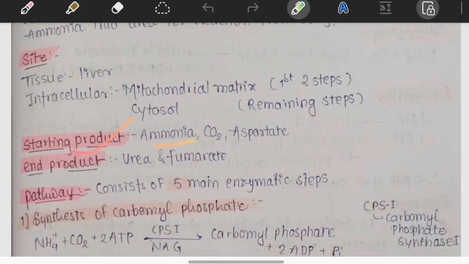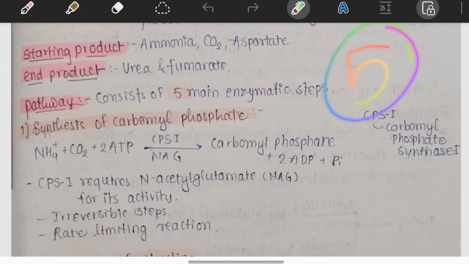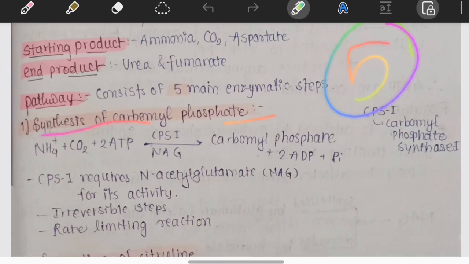The starting products are ammonia, carbon dioxide and aspartate. The end products are urea and fumarate. The pathway consists of 5 main enzymatic steps. Remember the 5 enzymatic steps. First is the synthesis of carbamyl phosphate. In this reaction, CPS1, which means carbamyl phosphate synthase 1, is used.